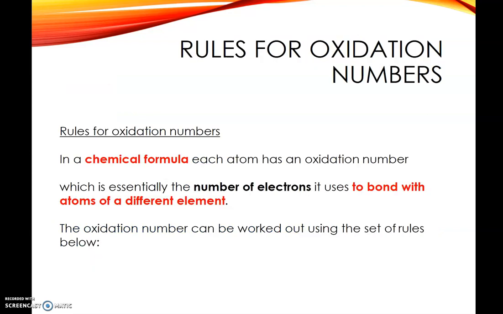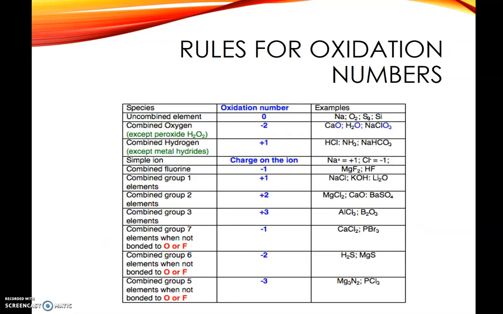So, the rules for oxidation numbers. In a chemical formula, each atom has an oxidation number. It is just something that we as chemists assign. It's not an actual thing. In essence, this oxidation number relates to the number of electrons used by an atom to bond to another atom of a different element. And that's really important, that it's a different element. So we use the following set of rules. In your notes you have a much simplified version of these rules, so do feel free to pause the video and take a longer look at this.